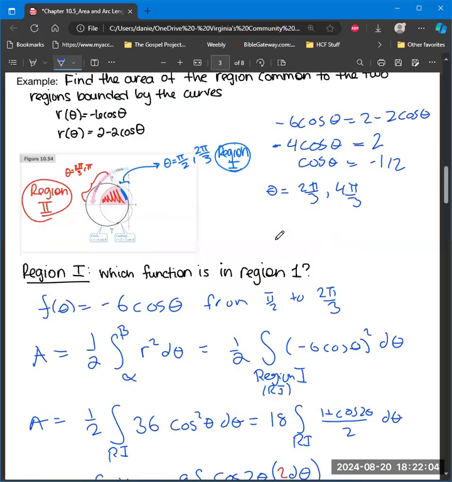All right. Now we want to look at our first example here. And again, all these examples for this section should be straight out of the textbook. You can look at the images that are there to help you see what's going on. We want to find the area of the region common to the 2 regions bounded by the curves r equals -6 cosine theta and r equals 2 minus 2 cosine theta.